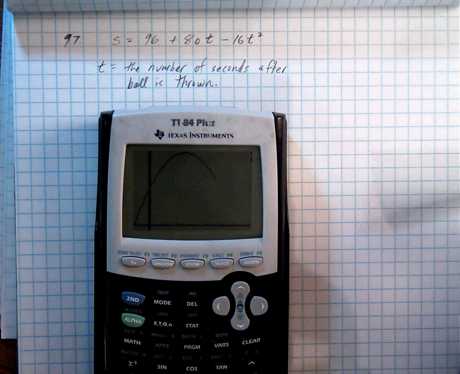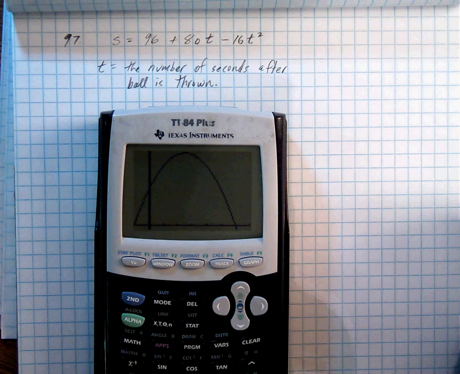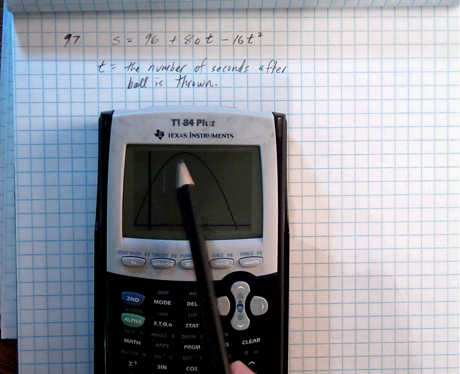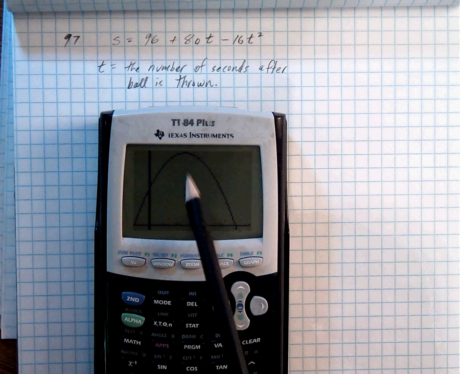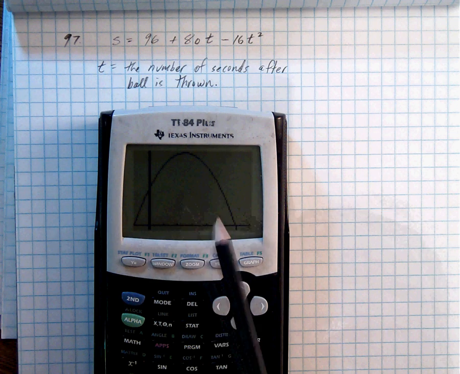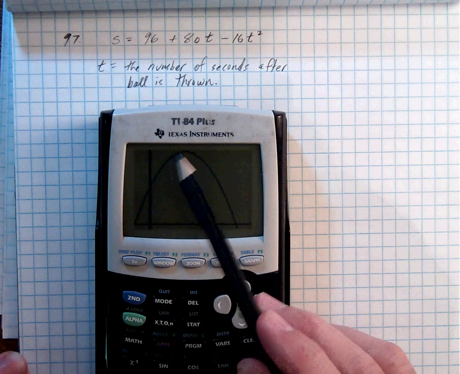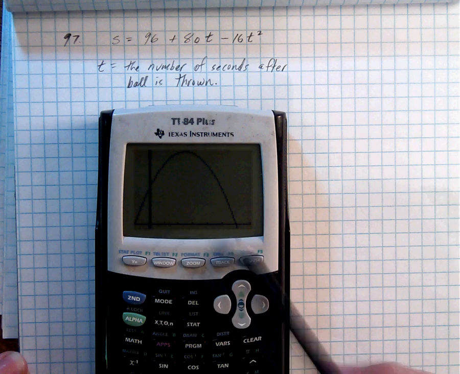That does it. So it looks like the ball maxes out at about 200 feet. Now remember, this is not a picture of the flight of the ball, right? The ball actually was thrown straight up, so it goes straight up and then it comes straight down. This is a function that describes the height of the ball per second after the ball is thrown.